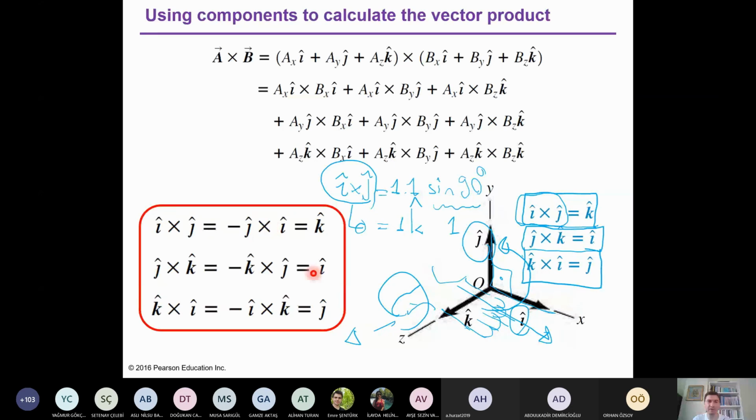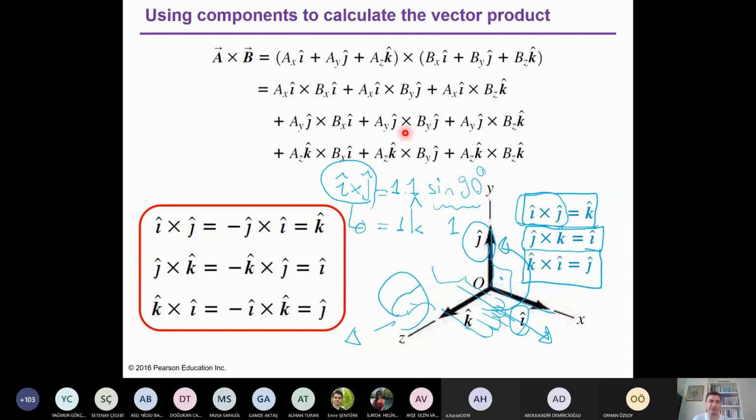So within that calculations, so I cross I, look at I cross I vector here, and another I vector here. So what is the angle in between? Angle is 0, sine 0 is 0, then this component will be 0. So J cross J, this component will be 0. K cross K, this component will be 0. So you will collect other components. So finally, you will get this result.